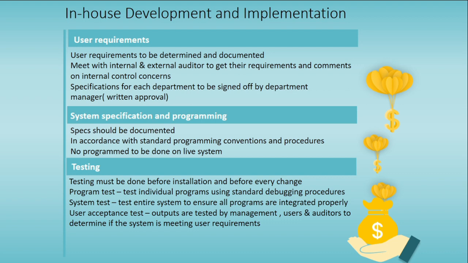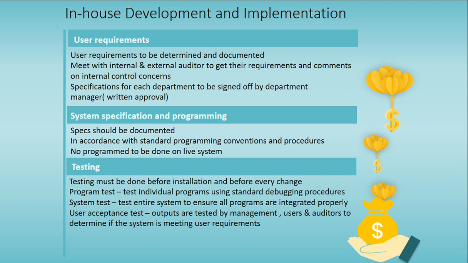We have different types of tests that we can run. For example, a program test is where the system is tested for bugs or errors. A system test is to ensure that all the programs work together nicely. An end user acceptance test is where we offer the system to the end user.